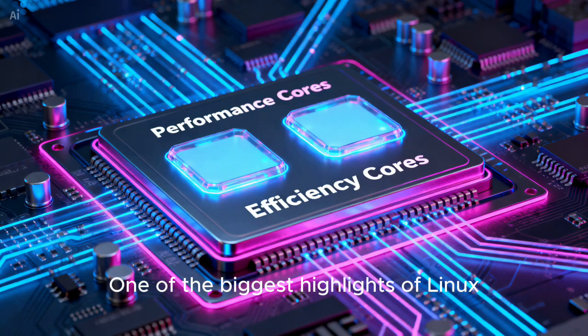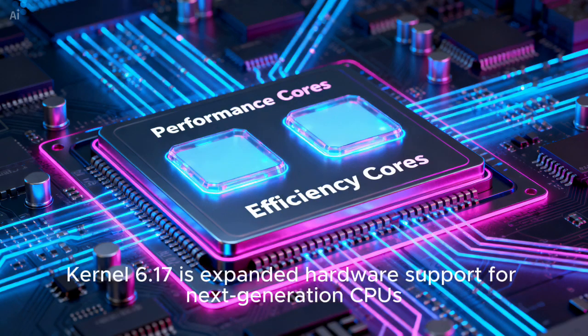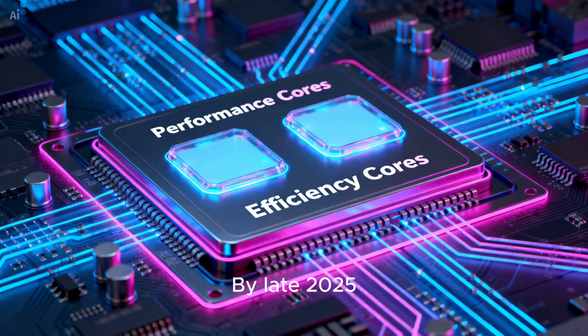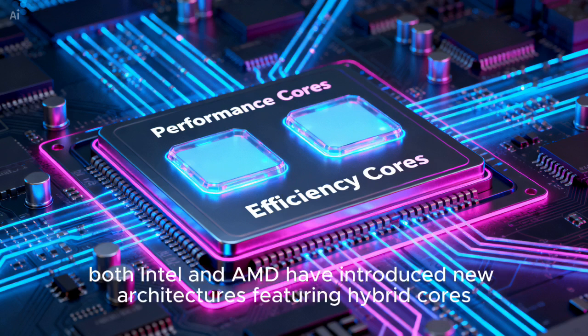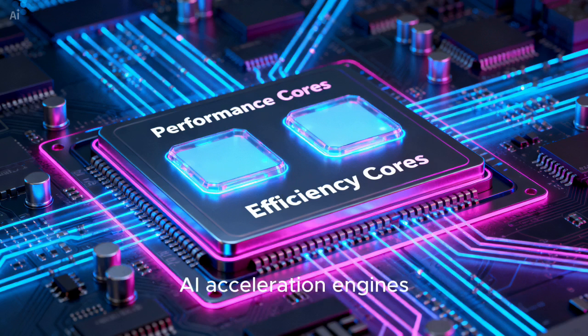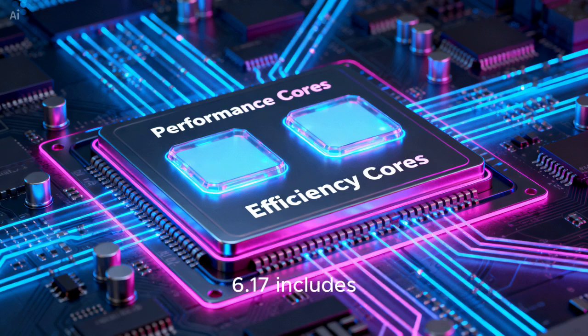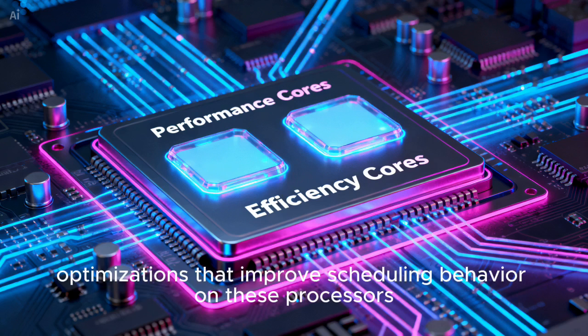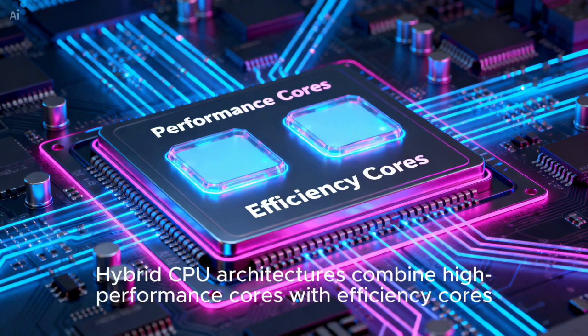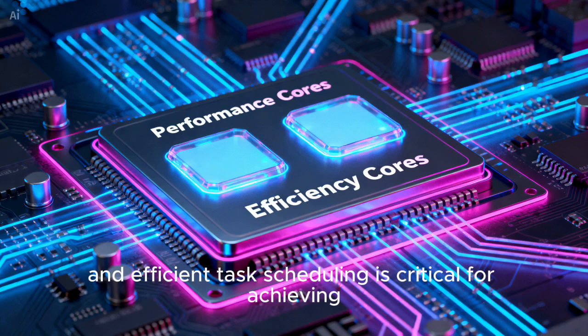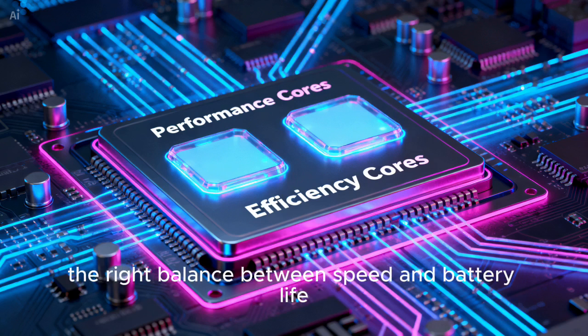One of the biggest highlights of Linux Kernel 6.17 is expanded hardware support for next-generation CPUs. By late 2025, both Intel and AMD have introduced new architectures featuring hybrid cores, AI acceleration engines, and advanced power management systems. Linux Kernel 6.17 includes optimizations that improve scheduling behavior on these processors. Hybrid CPU architectures combine high-performance cores with efficiency cores, and efficient task scheduling is critical for achieving the right balance between speed and battery life.